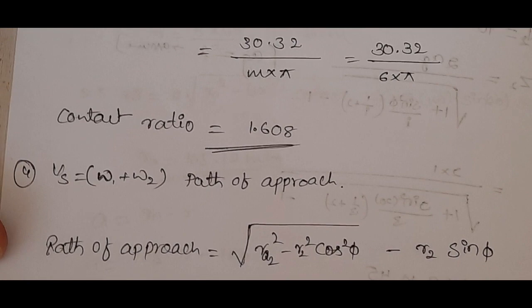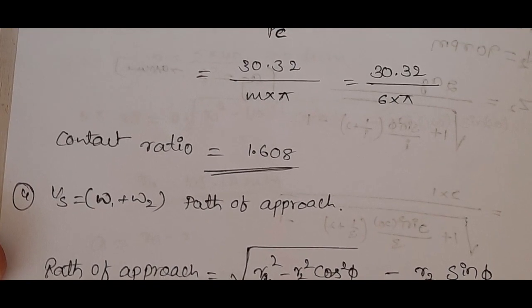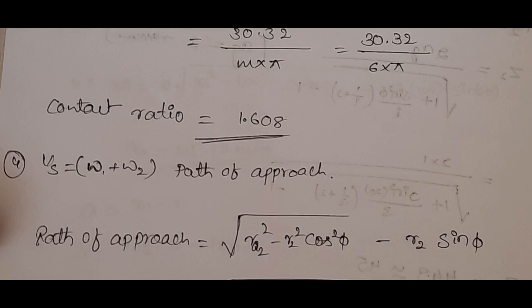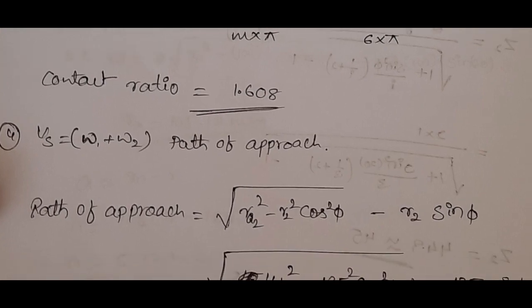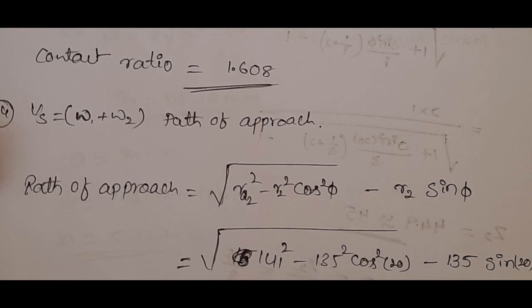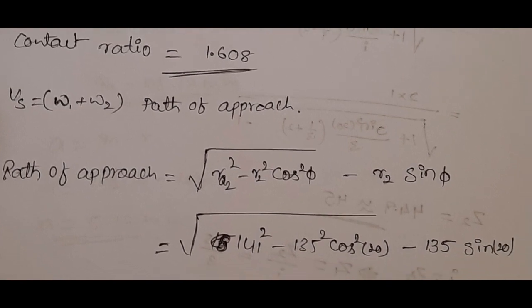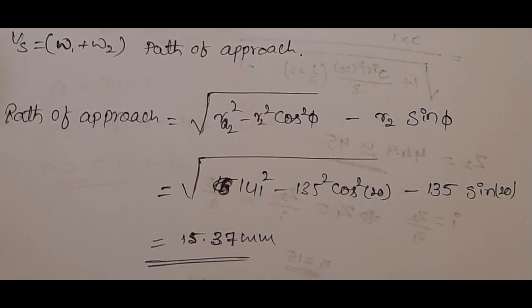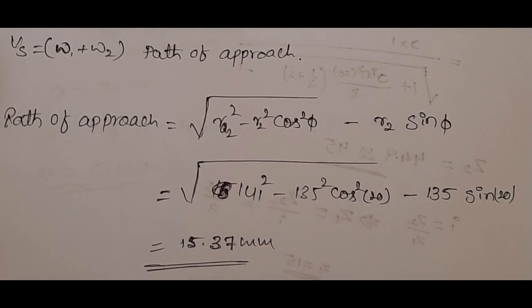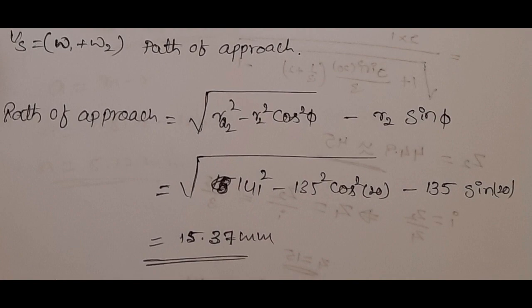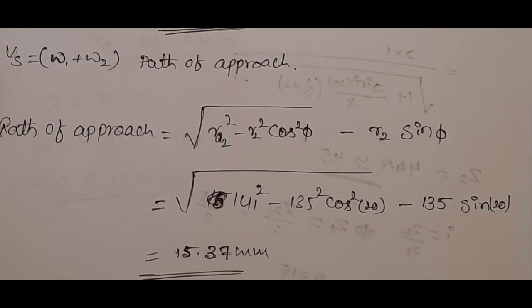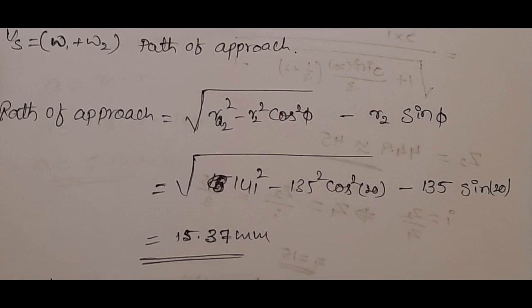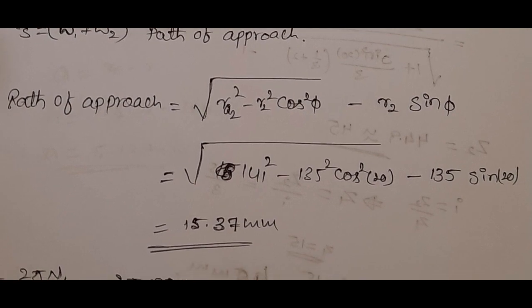What is the velocity of sliding formula? Vs is equal to (omega 1 plus omega 2) into path of approach. I told you path of contact is path of approach plus path of recess. Path of approach is square root of RA2 square minus R2 square cos square phi, minus R2 sin phi. RA2, R2 and phi we know. Substitute the values. Path of approach will become 15.37. There, for path of contact, we substituted the values completely for both path of approach and path of recess. The velocity of sliding requires only path of approach, so I am substituting the value again, that is 15.37.